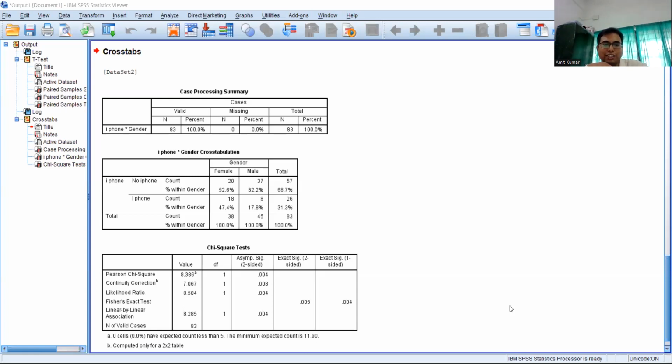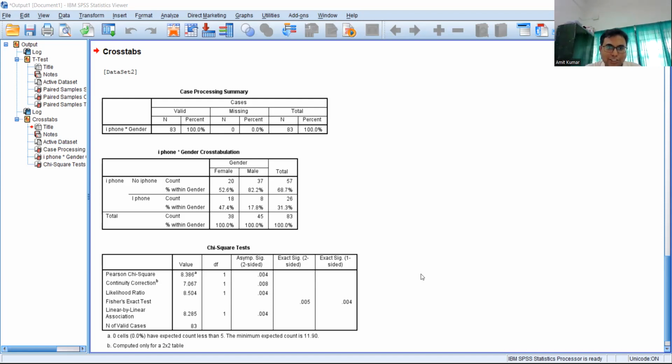Now you see the 2 by 2 table is visible to everyone. So now you have to tell me how many females are using iPhone, number and percentage. 18. And what is the percentage? 47.4%. Okay. And what about males? Males using iPhone, 8, percentage 17.8%. Very correct. So are you able to see the difference in the iPhone use?